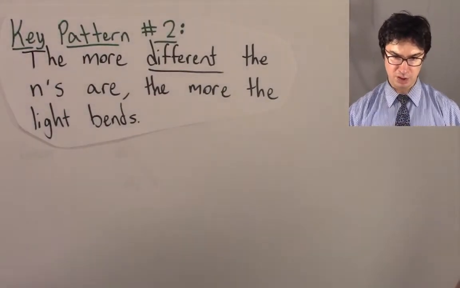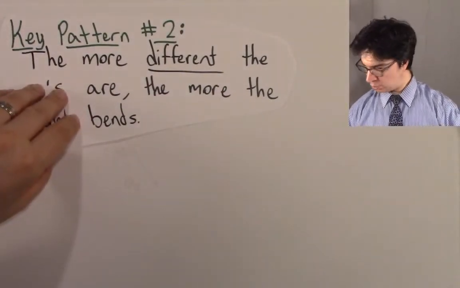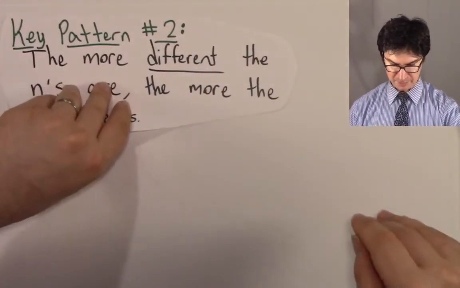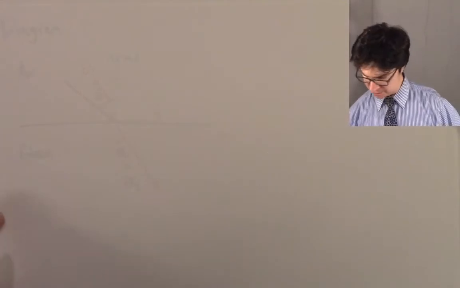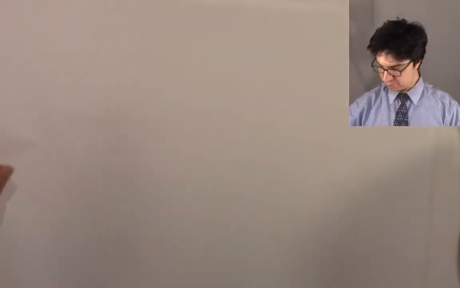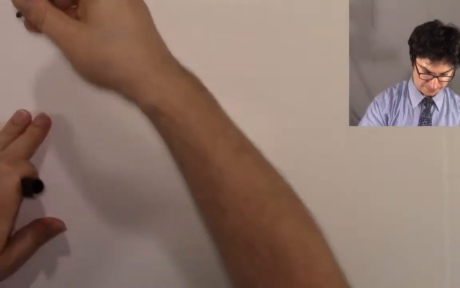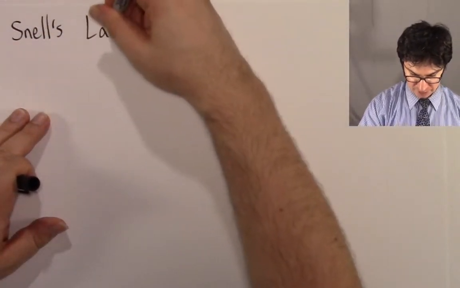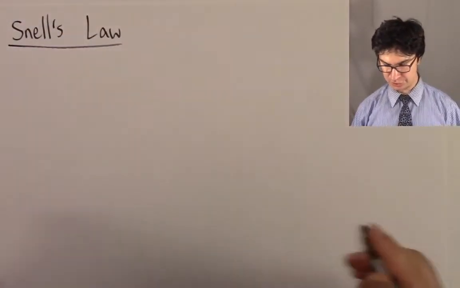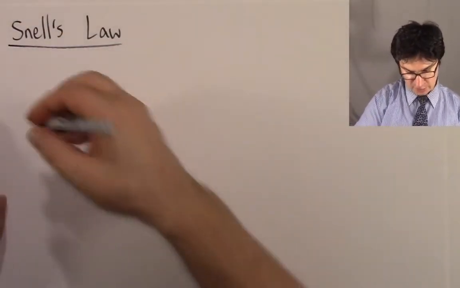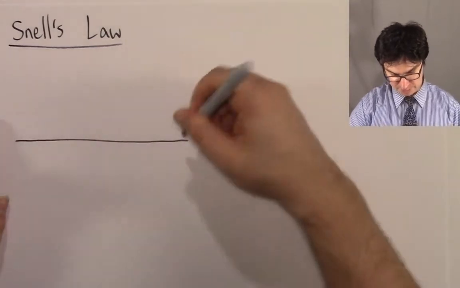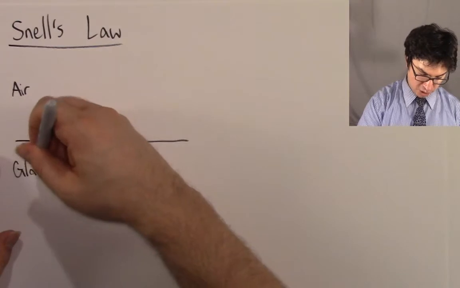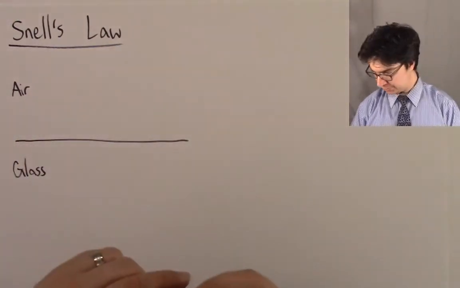So the next thing that we want to do is explore a little bit further these patterns, and summarize these patterns by expressing, finally, Snell's law. And Snell's law is going to encapsulate these two patterns. We start with the same diagram again. So we have the boundary between the two surfaces. Here we have air. Here we're going to have, let's say, glass. And we're going to label the index of refraction.